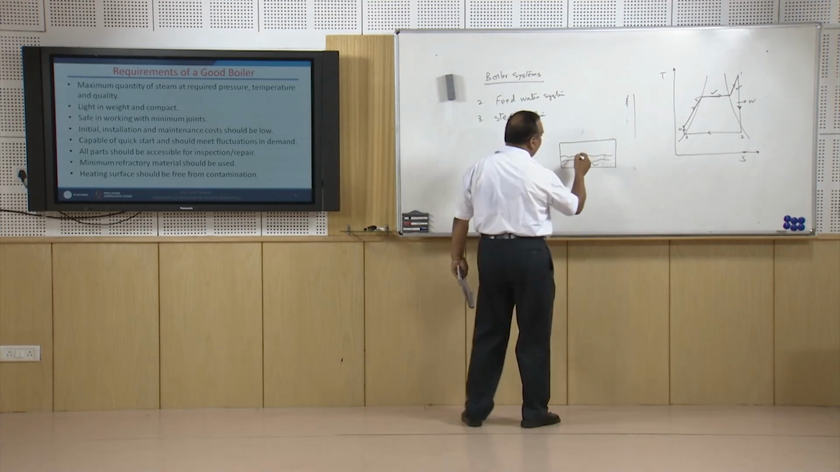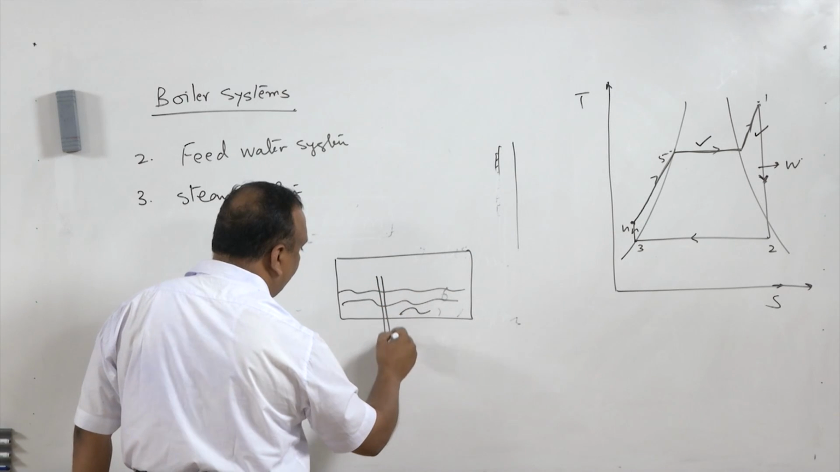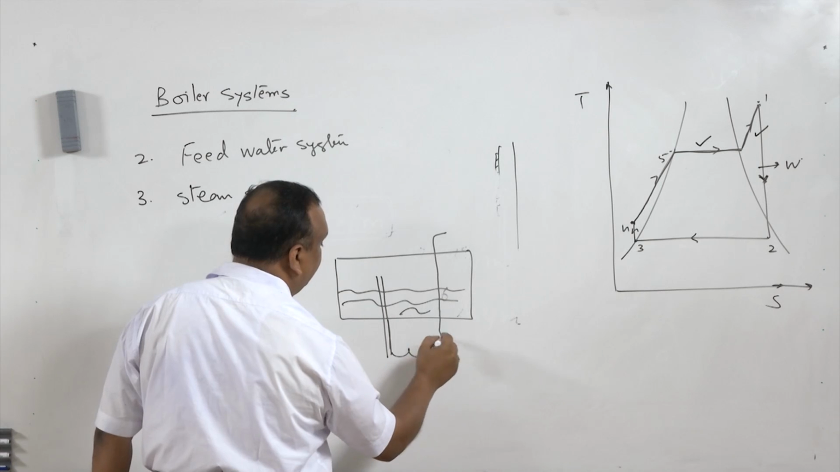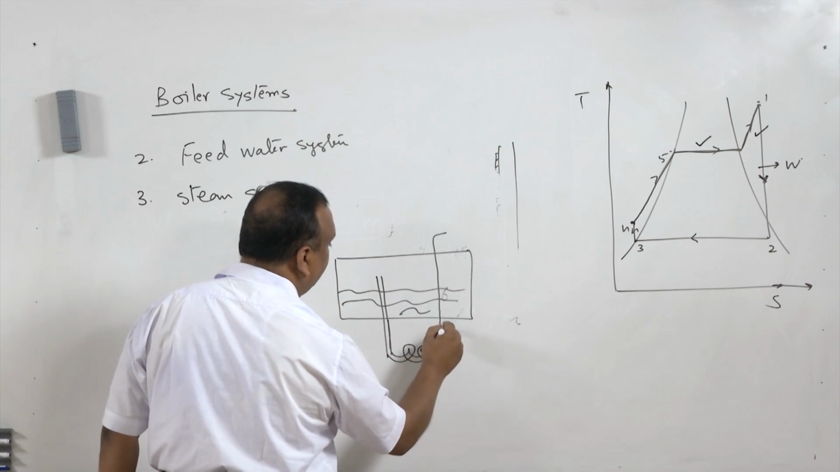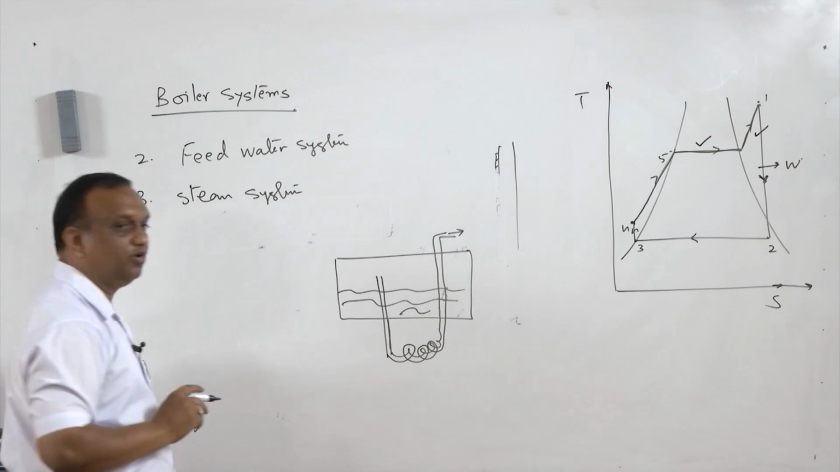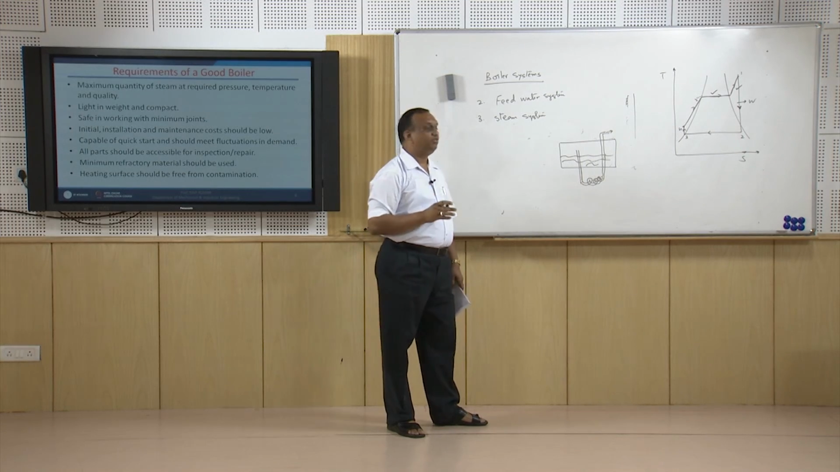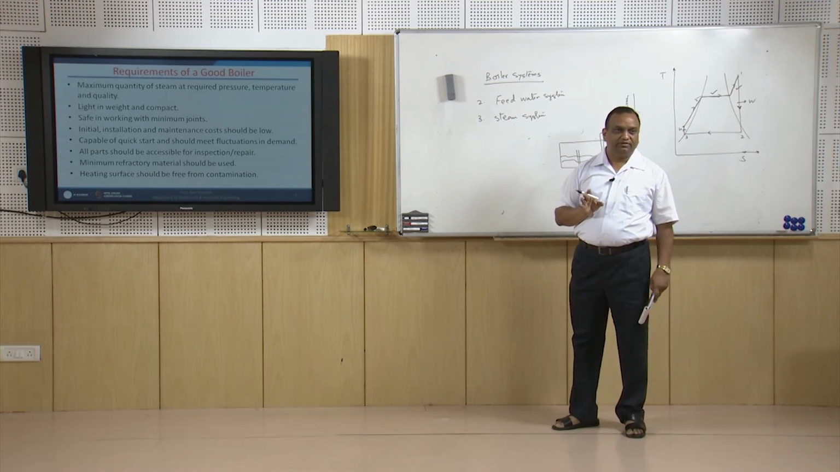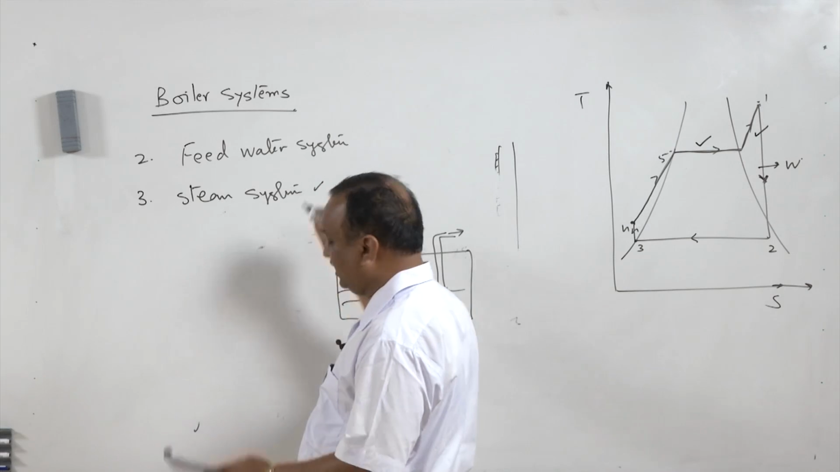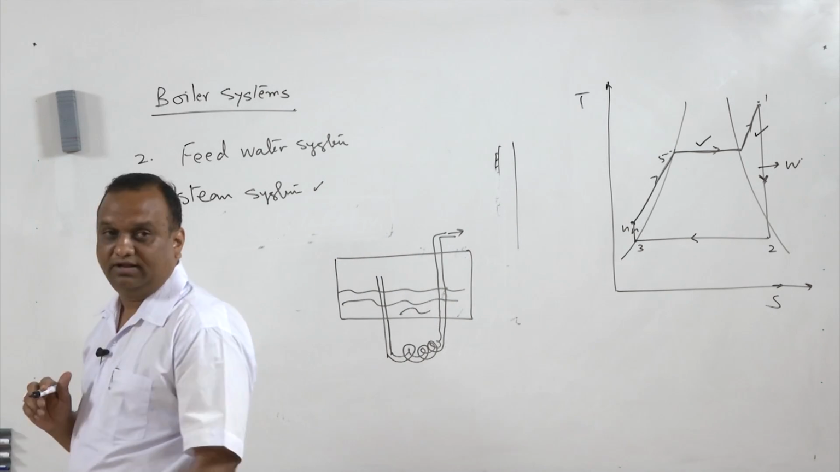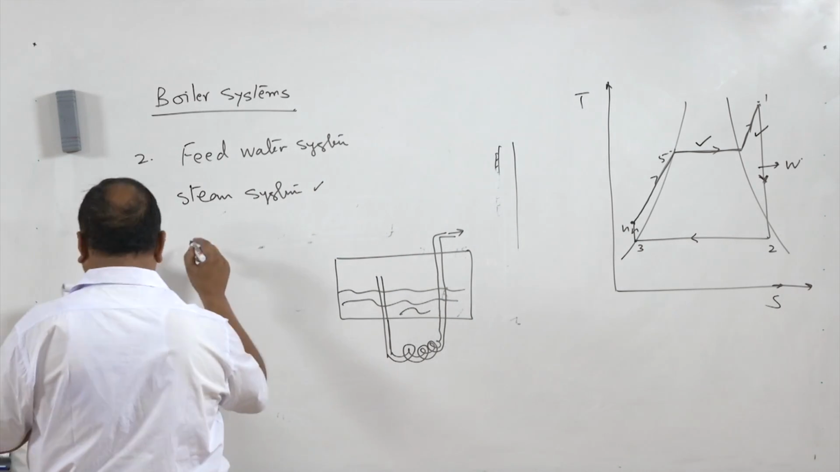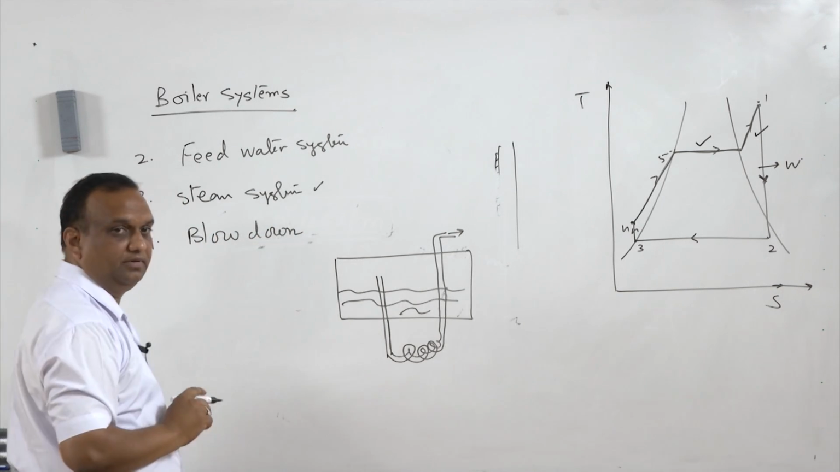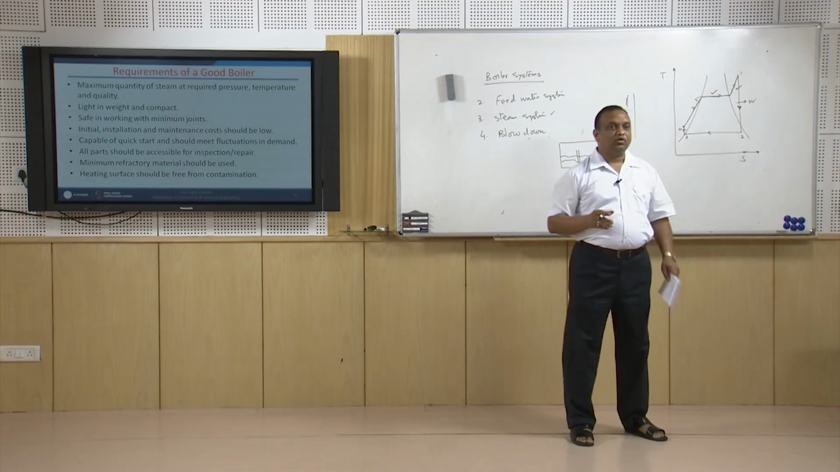So, in this case, what we do is provide a pipe which takes saturated steam to the flue gases, and then we get superheated steam from this outlet, right. In addition to this, there is a steam check valve, and there are a number of safety valves, right. So, they are included in the steam system. Now, the fourth is the blowdown system.